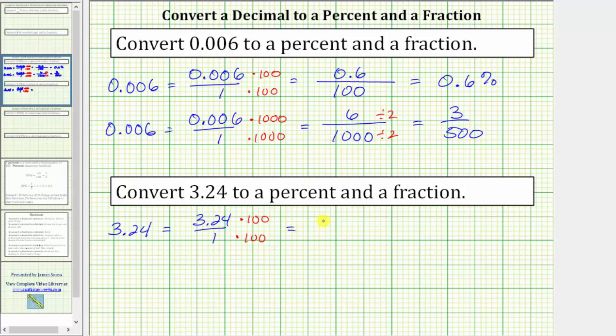3.24 times 100 equals 324. 1 times 100 equals 100. This gives us the fraction 324 hundredths, or the ratio of 324 to 100, which is equal to 324%. Again, the shortcut is to multiply by 100 and add a percent sign. And now we'll convert 3.24 to a fraction. Let's start with 3.24 over 1.